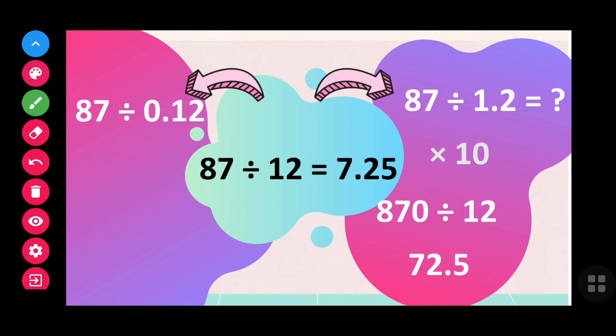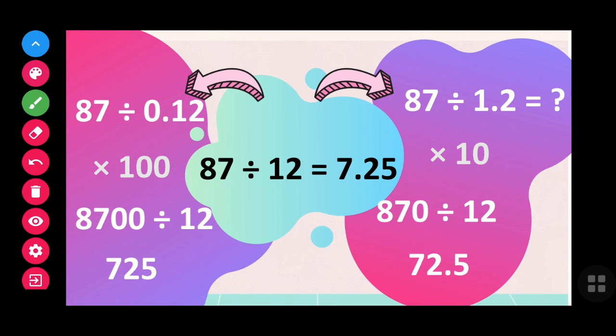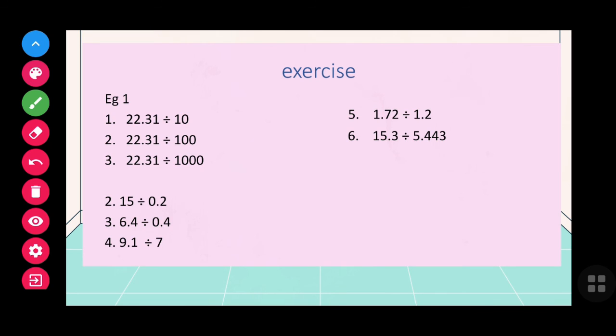Now the second sum is 0.12. So this has two decimal places. So it will be multiplied by 100 to make it 12. So in the answer also that same multiplication by 100 must be included. So the answer will become 725.